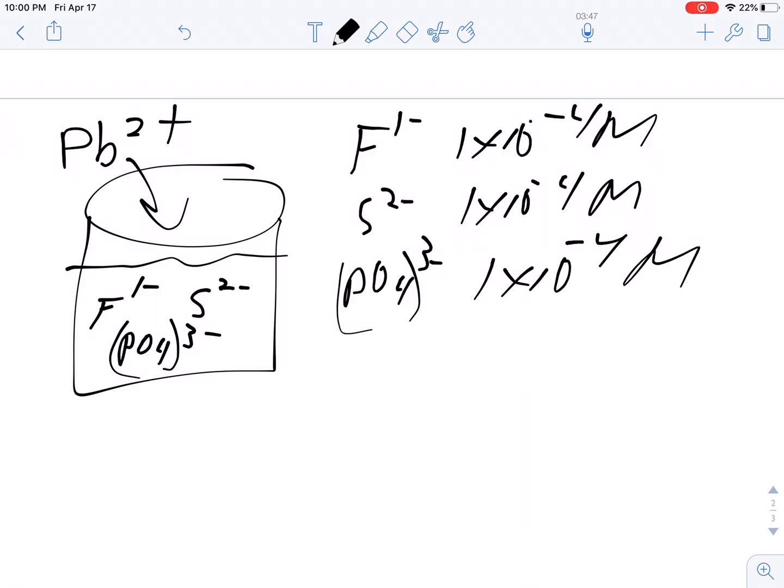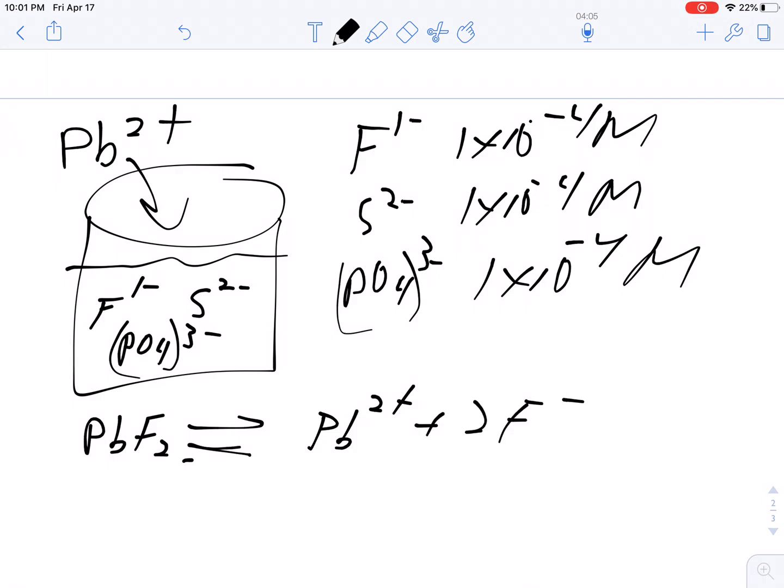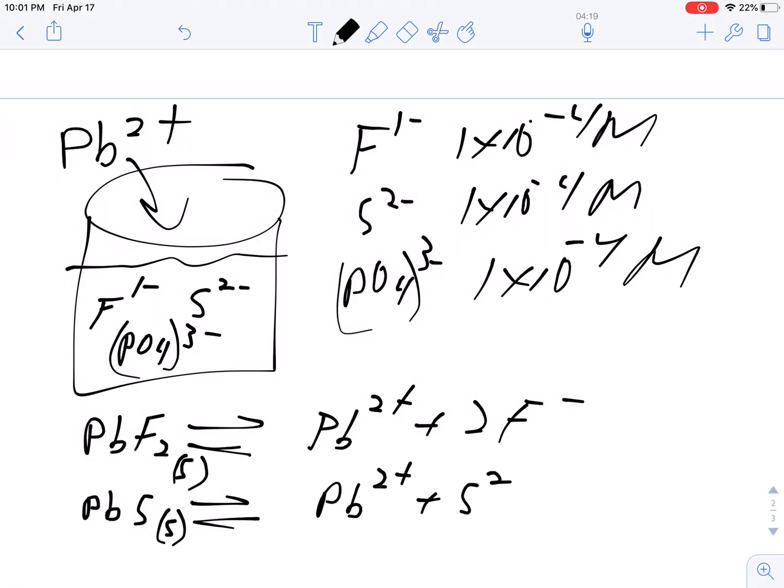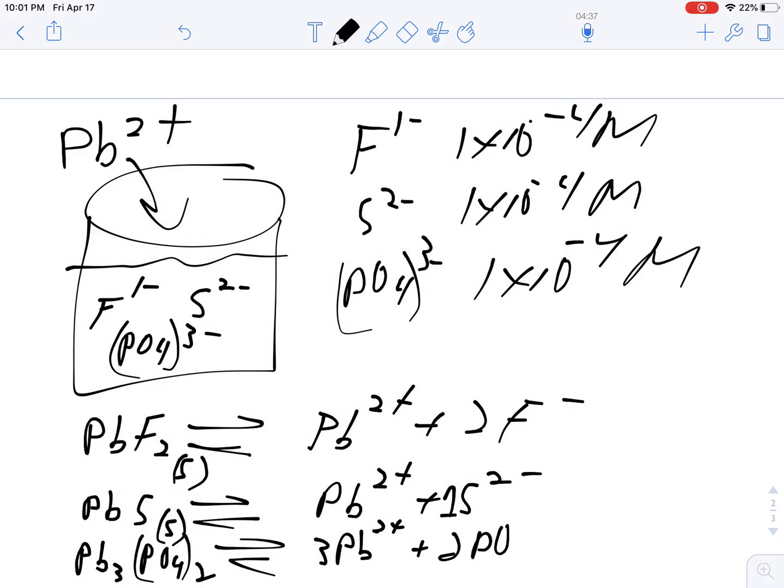So our three reactions are going to be, see, there are two fluorides in this situation. Our second equation is this. There's only one sulfide there. And then our third equation is, and now we have a 3 in front of the lead and a 2 in front of the phosphate. So unfortunately, we cannot compare apples to apples here. We're going to have to work out each one individually and calculate the lead concentration required to cause a precipitate. So we might as well just begin with the first one.